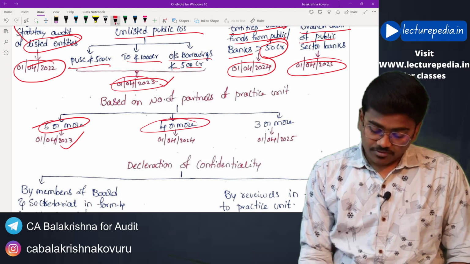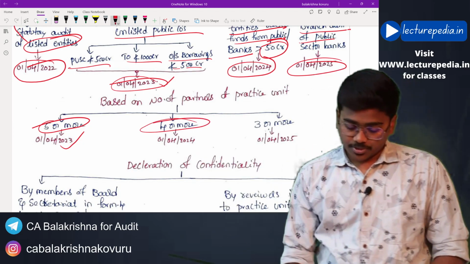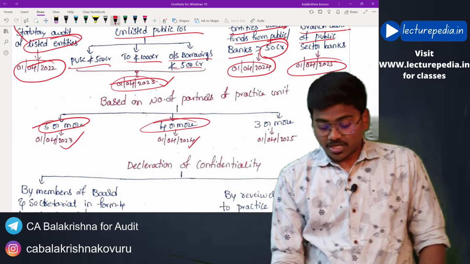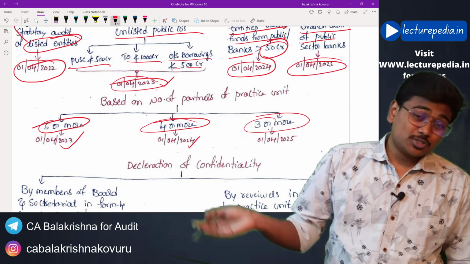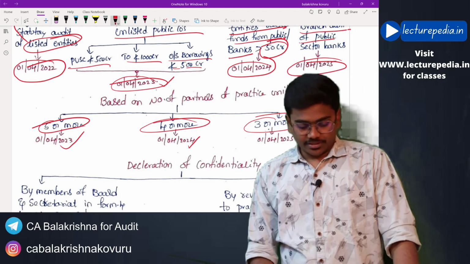If your firm has 4 or more partners, from 1st April 2024 peer review is mandatory. If your firm has 3 or more partners, then from 1st April 2025 peer review is mandatory.